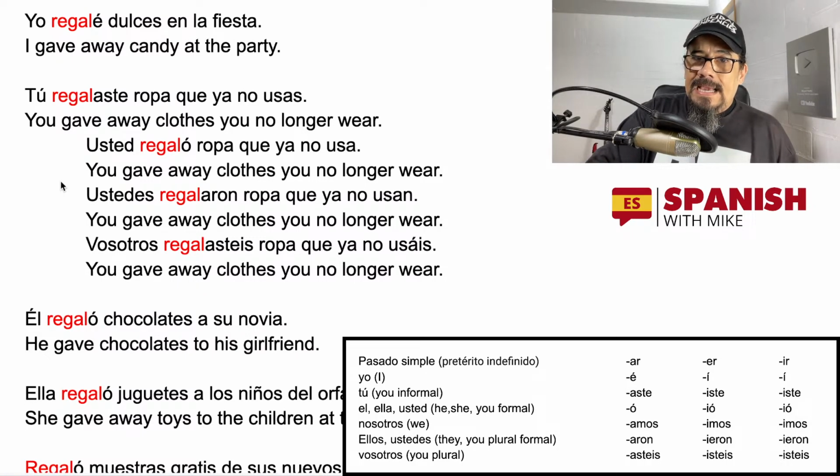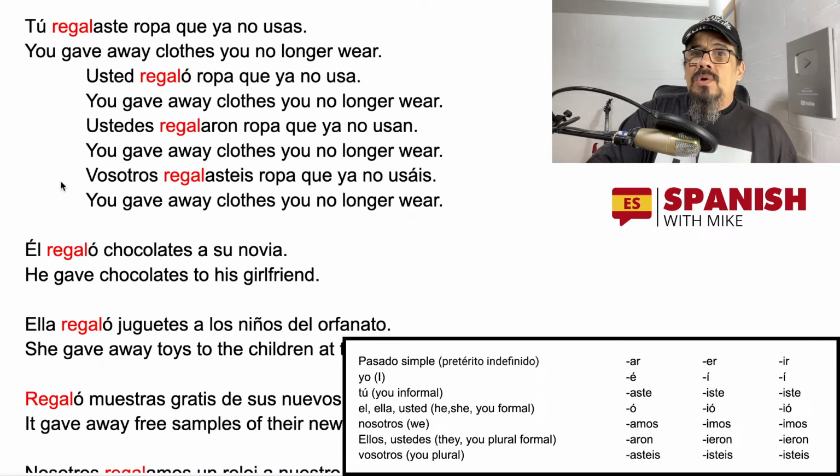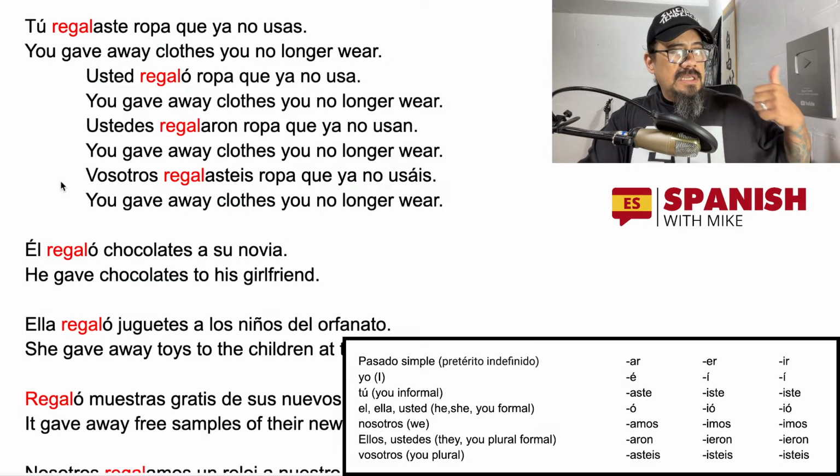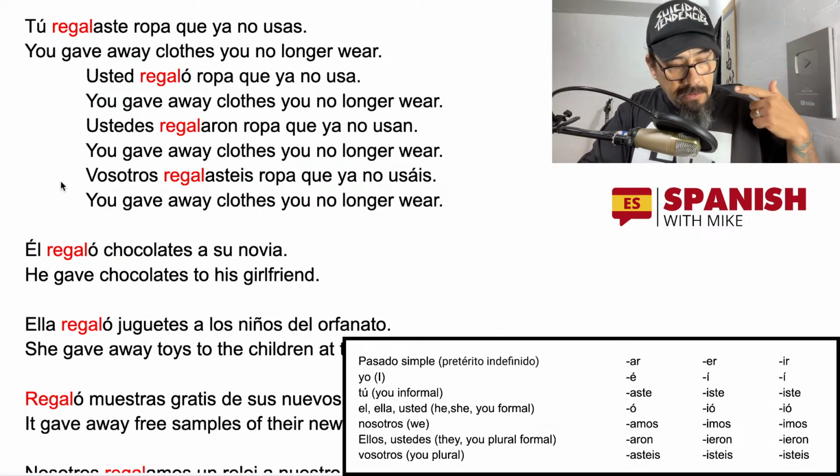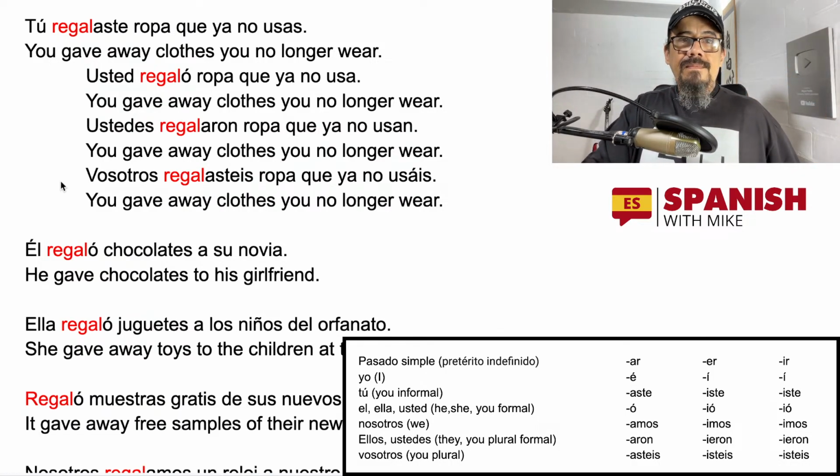I gave away candy at the party. Tú regalaste ropa que ya no usas. You gave away clothes you no longer wear. Singular, informal, close relationships. Usted regaló ropa que ya no usa. Singular, formal. Ustedes regalaron ropa que ya no usan. Plural. Vosotros regalasteis ropa que ya no usáis. Plural, in Spain.